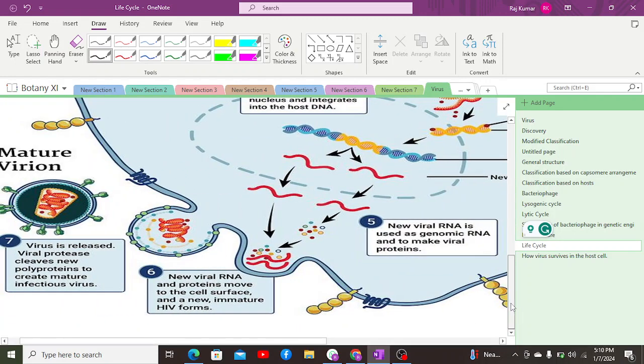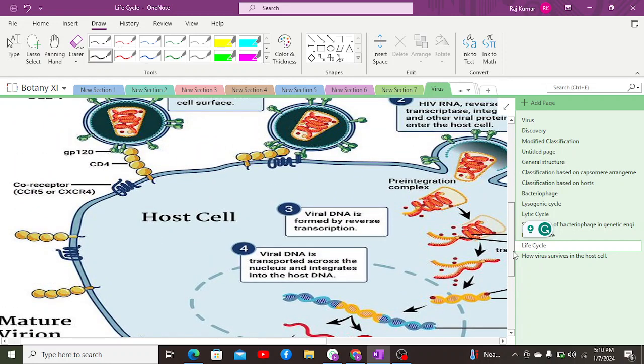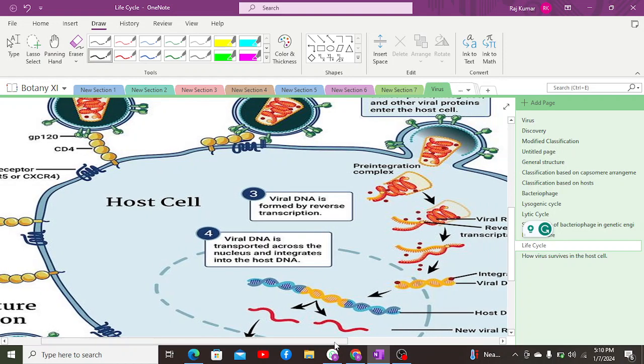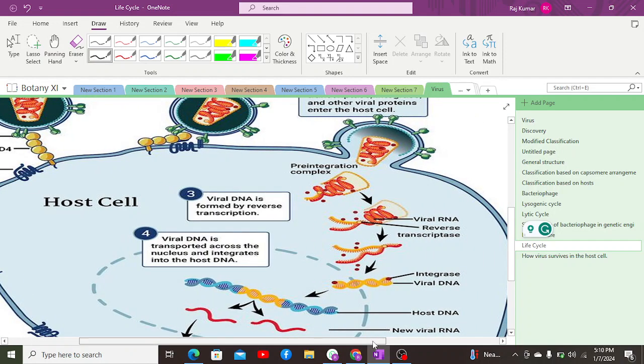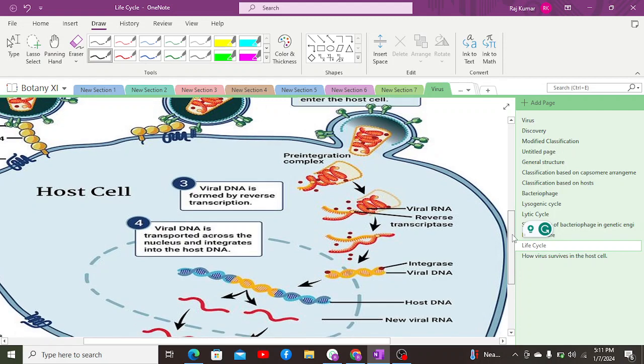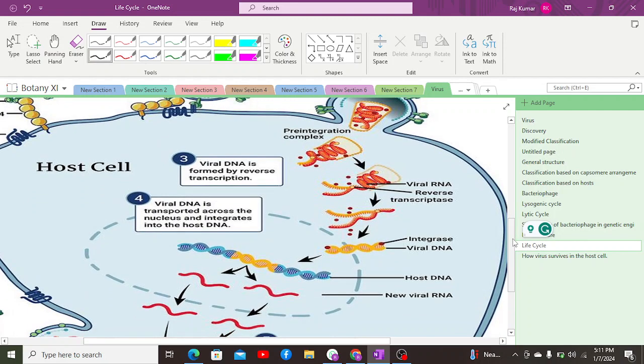One more thing: once the double-stranded DNA is formed within the cytoplasm, the process of reverse transcription is done, and now this double-stranded DNA, which is a stabilized form, will be sent into the nucleus for the process of integration. When it goes inside the host cell nucleus, it will integrate with the host cell genome.